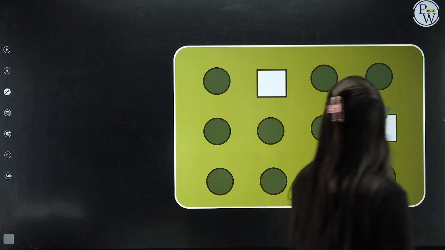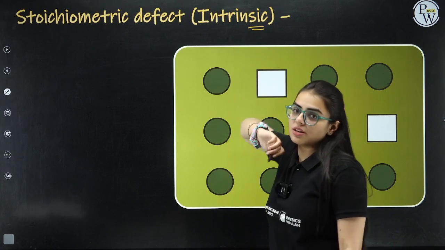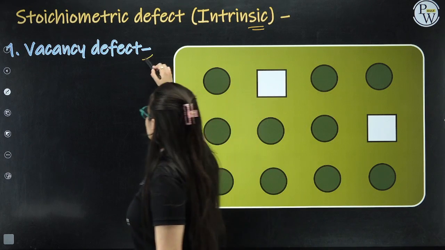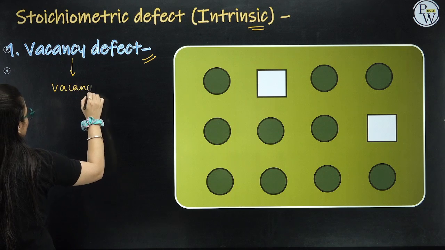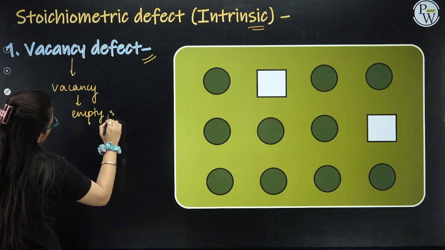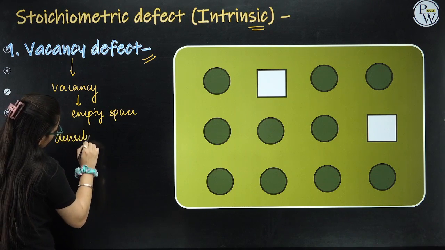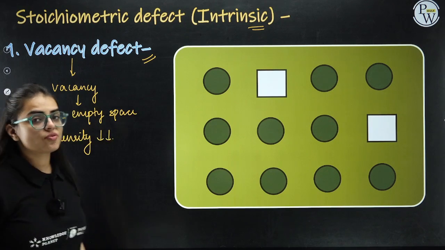We are going to start with the very first one, the stoichiometric defect, also referred to as intrinsic defect. The very first is vacancy defect. In the case of vacancy defect, a vacancy is created, an empty space is created. When an empty space is created, density basically decreases because the number of particles decreases, right? So this is vacancy defect.